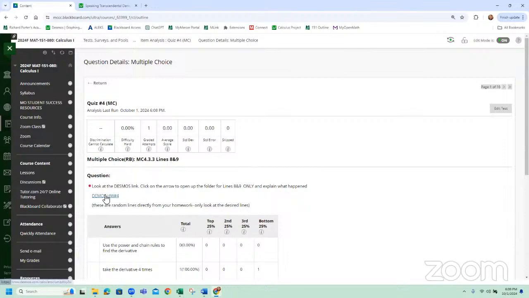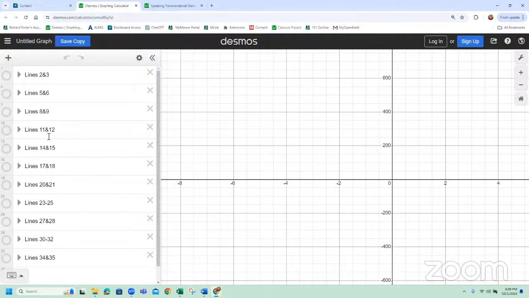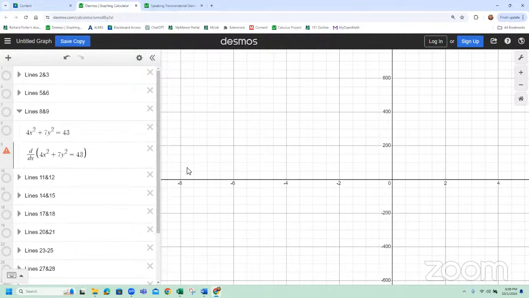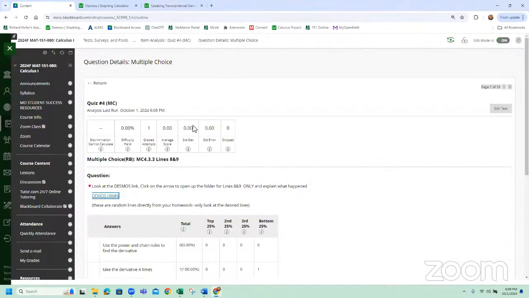Look at lines 8 and 9 and tell me what happens. So what happens in lines 8 and 9? Anyone know what that is? What did they do between line 8 and line 9? Looks exactly the same except what? What happened? They're taking the derivative? Yeah, they took the derivative. Thank you, Aiden. So let's see what choices they have for taking the derivative.